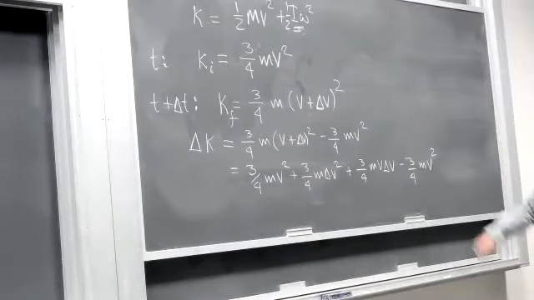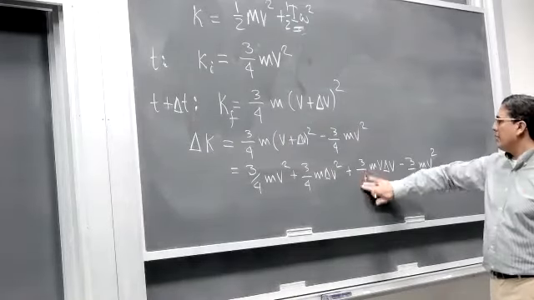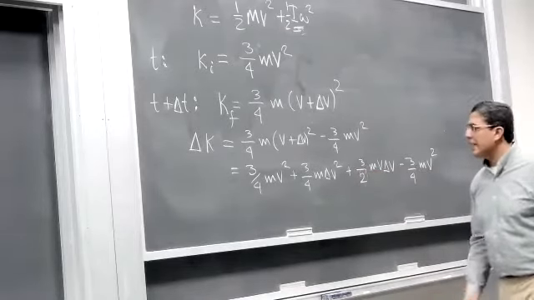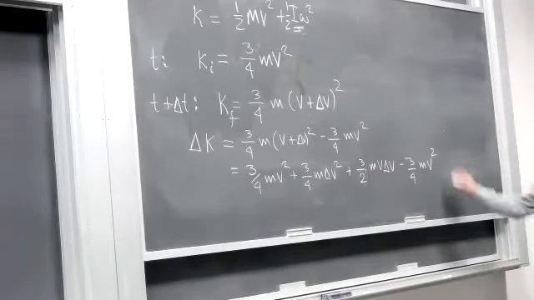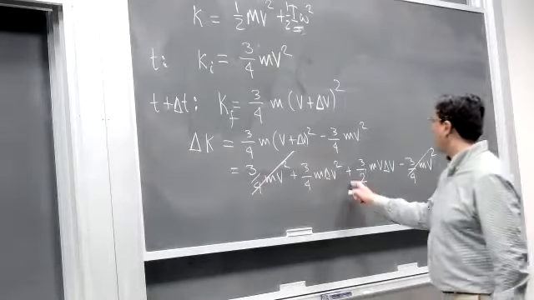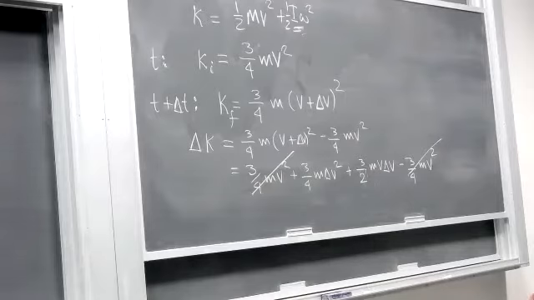Sir, shouldn't it be 3/2 mv delta v? यहाँ पे होगा 3/2. Yes, very good. ठीक है, right? Now this cancels with this, and we are only left with two terms. All right.